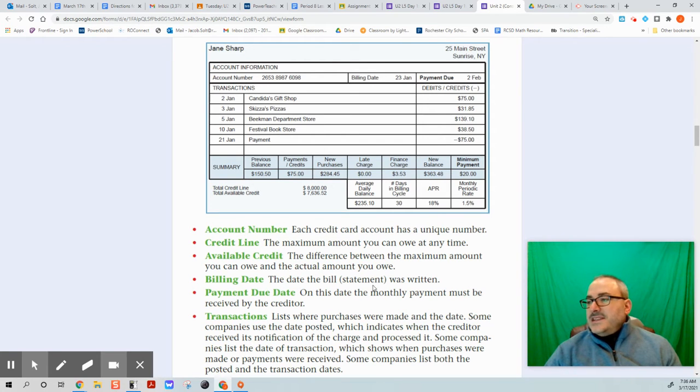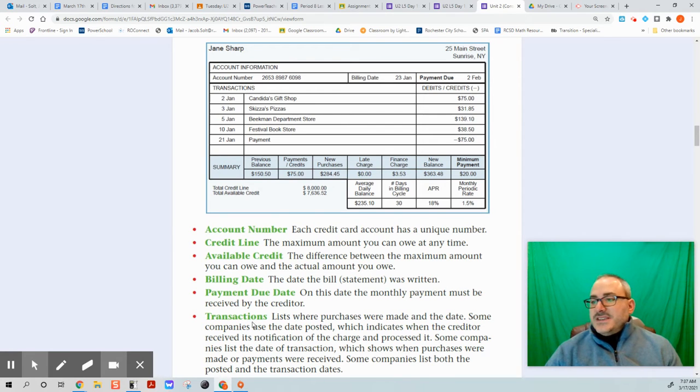Billing date, the date the bill was written. There's the billing date, January 23rd. All right, payment due date. On this date, the monthly payment must be received by the creditor. There's the payment due date, February 2nd.